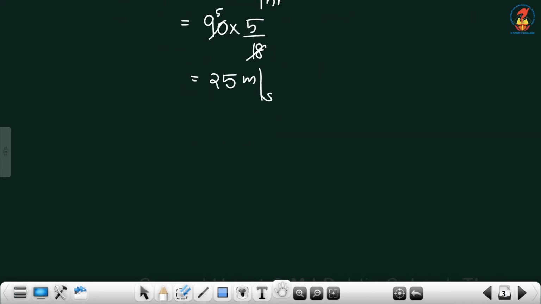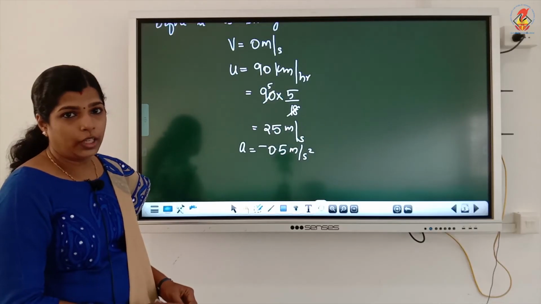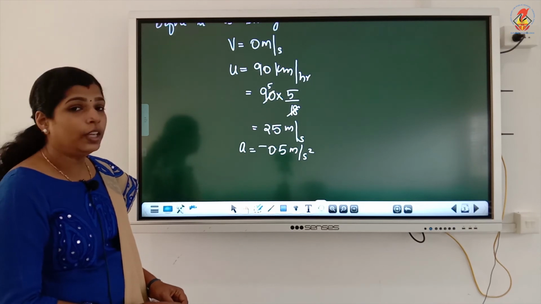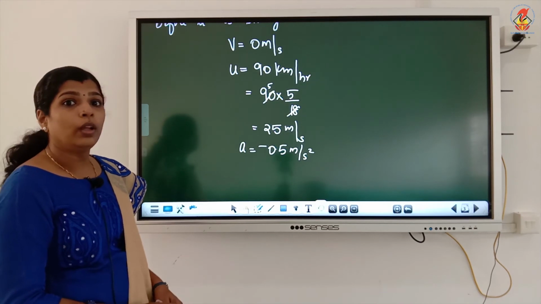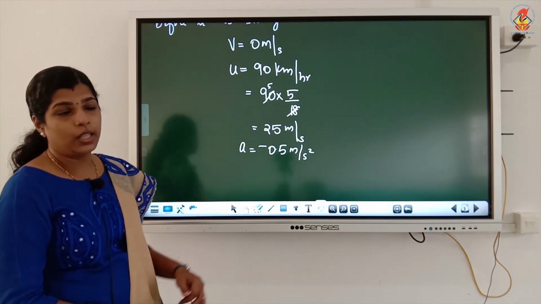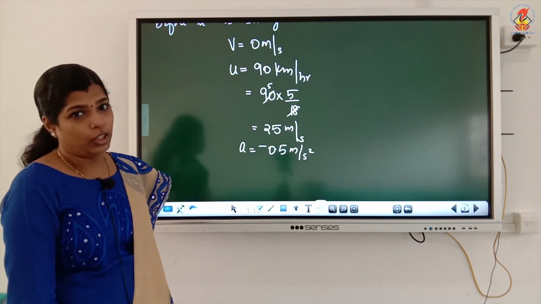Then acceleration is given, A equal to minus 0.5 meter per second square. Time is not given. So, how will you find distance? How far the train will go before it is brought to rest, means before coming to rest, what is the distance travelled by the train? So how will you find S?